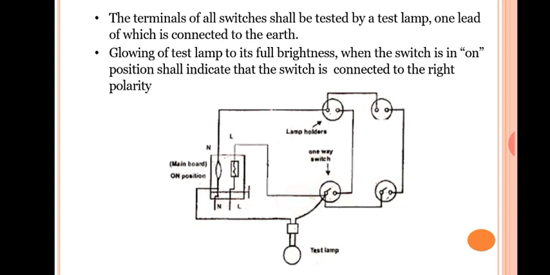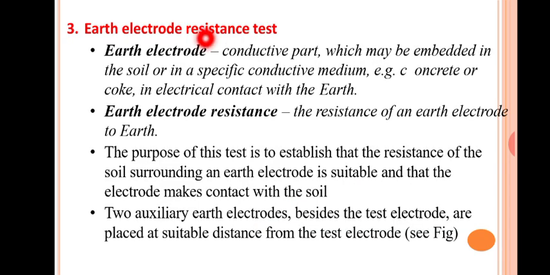Then we take one more test called the earth electrode resistance test. The conductive part which may be embedded in the soil or in a specific conductive medium is called the earth electrode. Example: concrete or coke in electrical contact with earth. The earth electrode resistance is the resistance of the earth electrode to the earth.